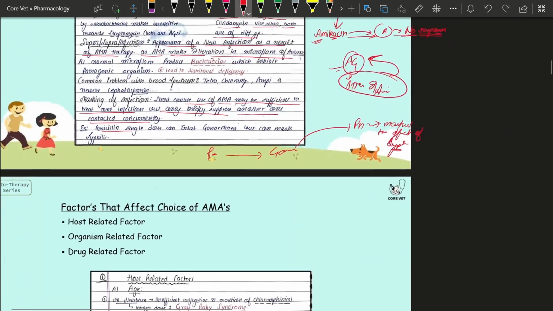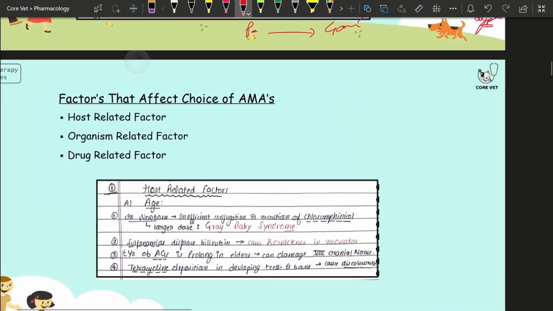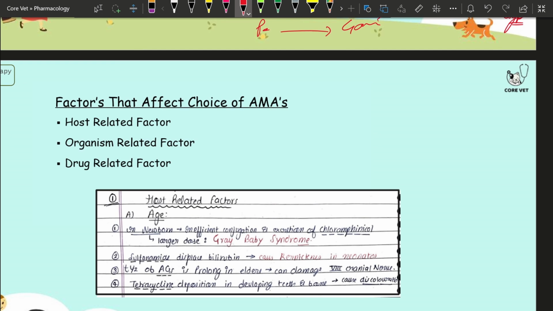Now the factors that affect the choice of the antimicrobial agent. What are the factors that are going to affect the choice of the antimicrobial agent? As I told you earlier, you aren't going to use any antimicrobial agent on any host, because the physiological condition of each host varies. So the choice of antimicrobial agent should be changed according to the condition that a patient has, right?